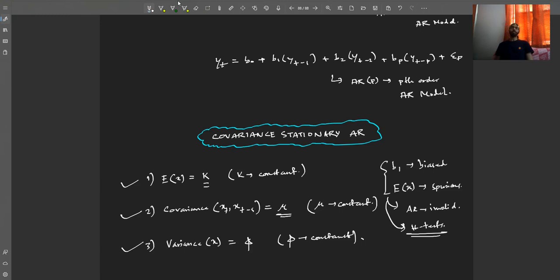Now, how do we test for an autoregressive model's covariance stationarity? Unfortunately, the Durbin-Watson test is not valid for autoregressive models. So how do we do that? We do that through autocorrelation tests of errors. Let's see how we do that.